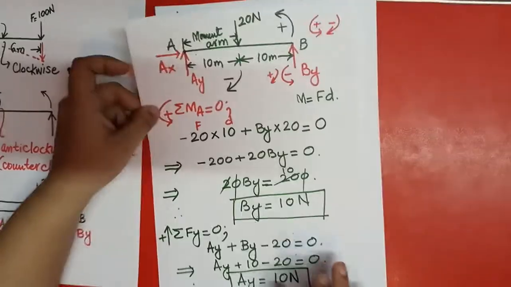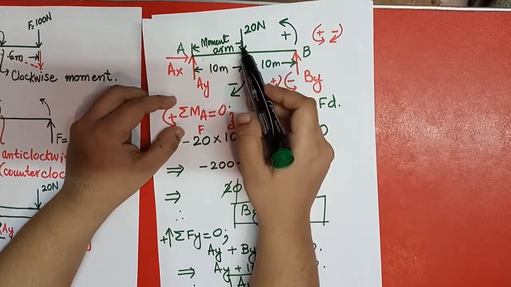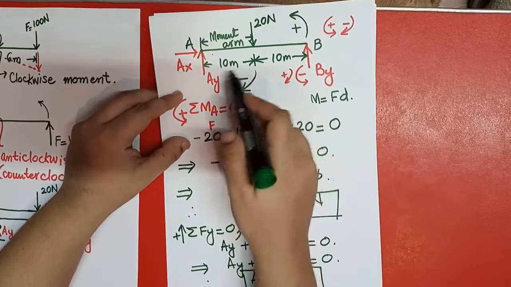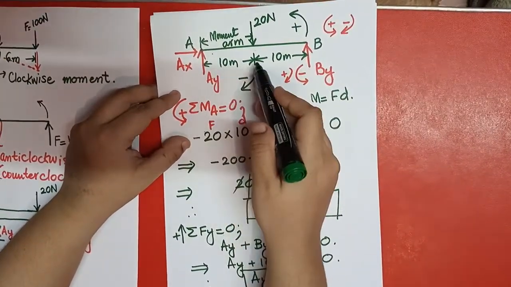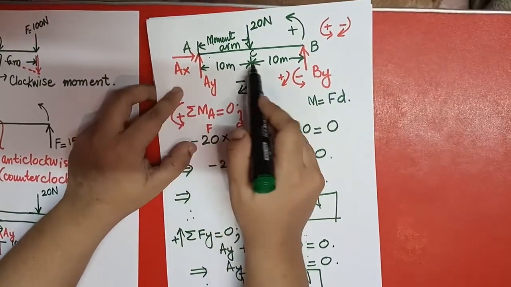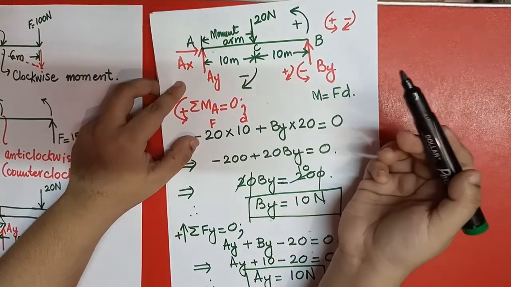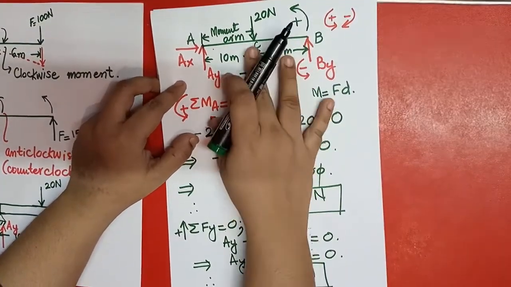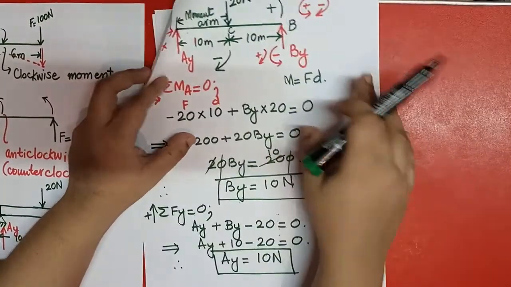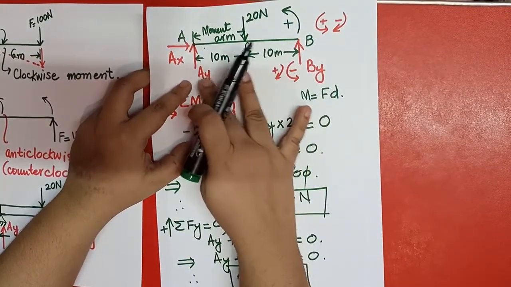So this is the way to calculate the support reactions, and you can easily see that the force is acting exactly at the center of this beam, and the distance is equally divided. From A to, for example, if I am going to name it C, the distance between A and C is 10 meters, and C and B is also 10 meters. So there is equal distance, and the force is exactly lying at the center of the beam. So what will happen? I will get half of the force as support reactions.